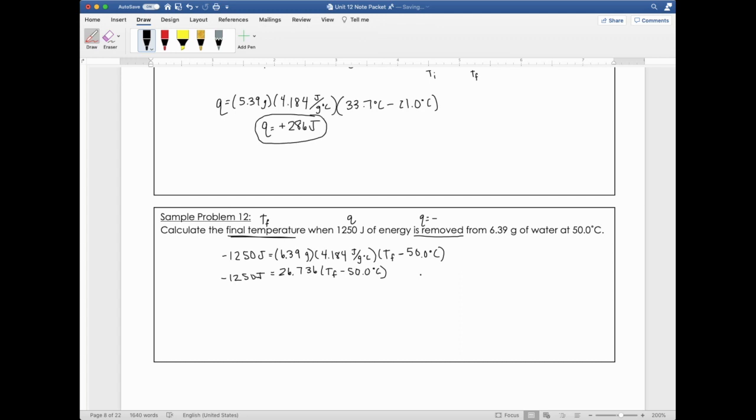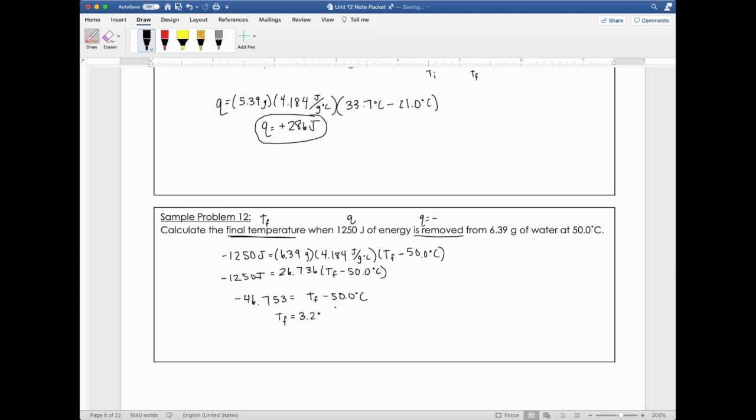Now I'm going to solve that next part. I'm going to divide both sides by 26.736. So let's solve that on my calculator here. And when I solve for that, I get, again, I'm not adhering to sig fig rules just yet, I'll do that at the very end, negative 46.753 is equal to TF minus 50. And then, of course, to isolate TF, I'm going to add 50 to both sides. So when I add 50 to both sides, I get 3.2.